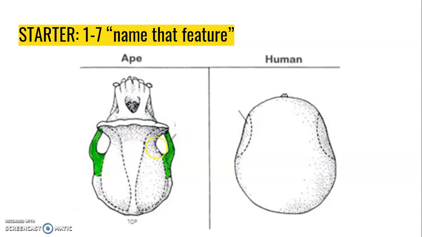But also the space behind it, so this part here, has become narrower as it doesn't have to accommodate as large temporal muscles. So go back onto the slides from last lesson and you'll see a side-on view, which would be a lot more useful than this here.